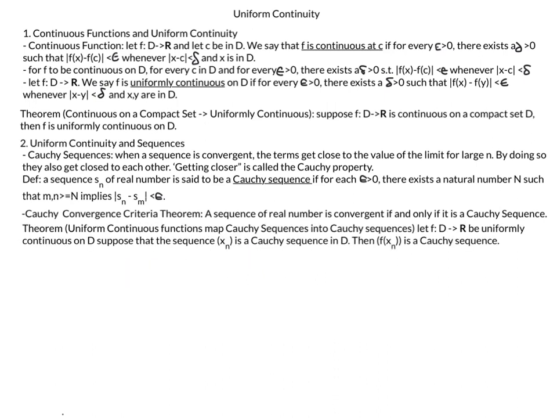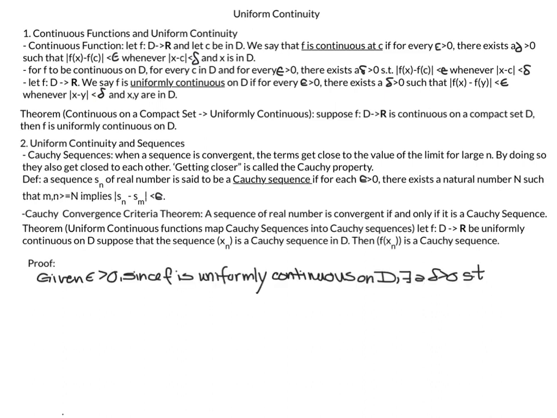Our next theorem tells us that uniformly continuous functions map Cauchy sequences into Cauchy sequences. So if you have a function f from D to R that is uniformly continuous on D, and you have a sequence x_n, which is a Cauchy sequence, then f(x_n) is also a Cauchy sequence. For our proof, we're going to start given ε > 0.